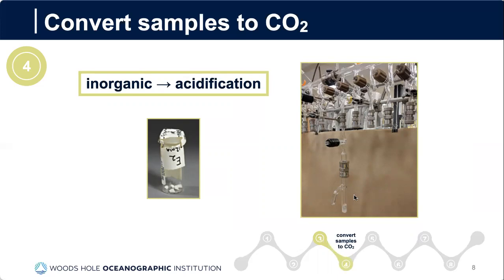We use these specially designed vessels where we weigh out the sample in the bottom here. And we add acid to the arm. We evacuate this on a vacuum line and then tip the vessel so that the acid is added to the sample and generates CO2, and the generated CO2 is contained within this vessel.